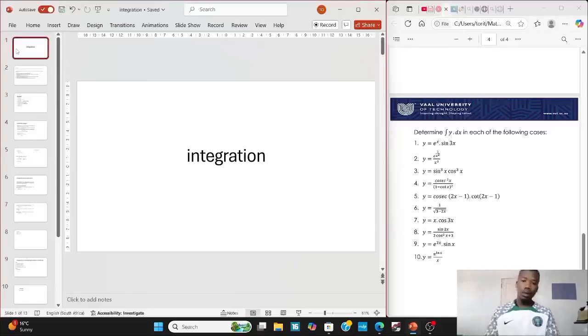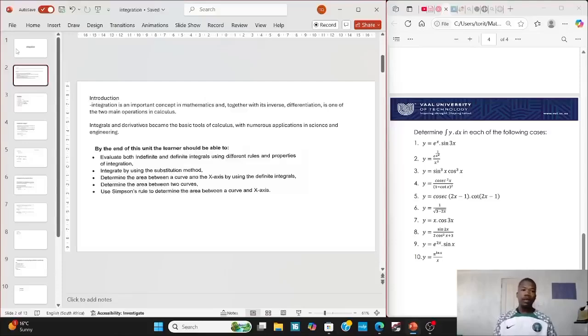Good day, everyone. We'll be dealing with integration, right? So let's proceed. Integration is an important concept in mathematics, and together with its inverse, differentiation, is one of the two main operations in calculus. We use differentiation and integration for things involved in calculus. Integrals and derivatives became the basic tools of calculus, with numerous applications in science and engineering.